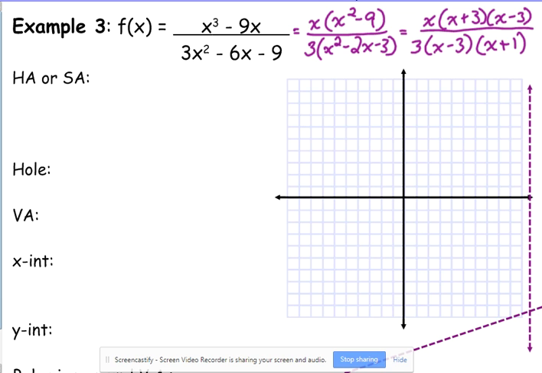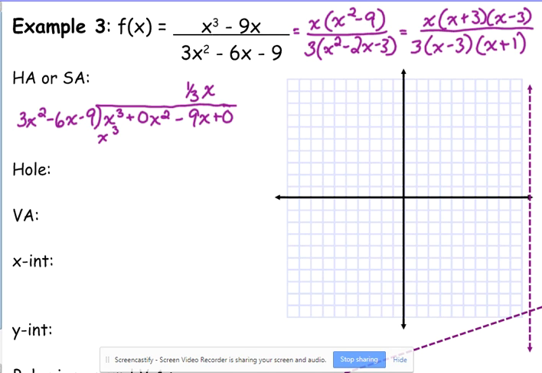So, long division. What's on the bottom goes outside the house. What's on top goes under the house. Notice we're missing some powers. Put some placeholders in there or it's going to mess you up. Okay, x cubed divided by 3x squared. Oh darn, there's one of those fractions again. 1/3 x. That gives us x cubed minus 2x squared minus 3x.